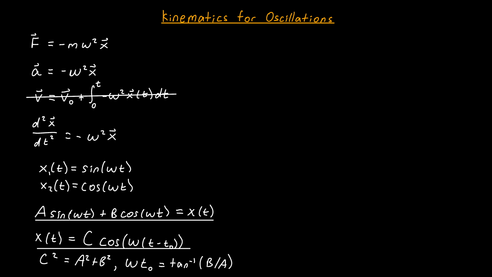Even when we did constant acceleration kinematics, we couldn't find our trajectory without knowing the initial position and the initial velocity of our system. And in fact, if we know those two things, if we know x of 0 and we know v of 0, then we can immediately figure out a and b. And that's just because if we plug in t equals 0 into this equation, we get x of 0 equals a times sine of 0, which goes away because sine of 0 is 0, plus b times cosine of 0, and cosine of 0 is 1. So x of 0 is just going to be equal to b in this case.